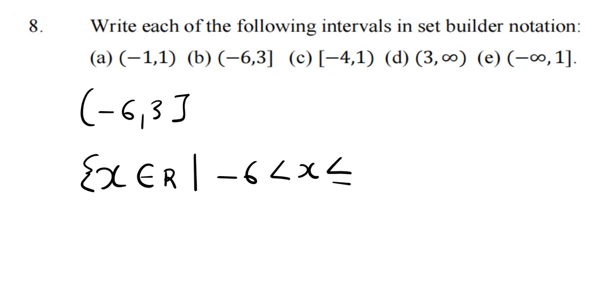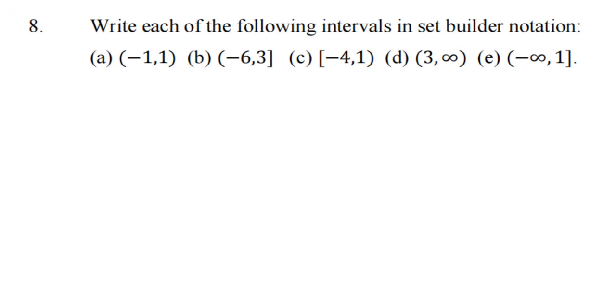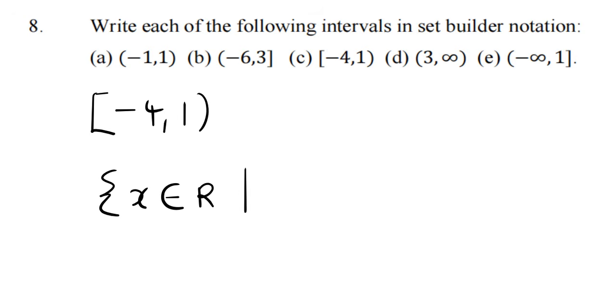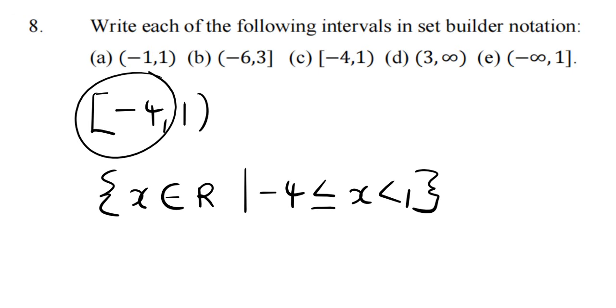Then we come to C. For C we have negative 4 and 1. You're able to see this one is a closed open. So how are we going to write it in set builder notation? x is such that x is a member of real numbers, and this x should be greater than or equal to negative 4, then this x should be less than 1. Basically, because this is included, it's closed, then it's open, so it's called a closed open interval.